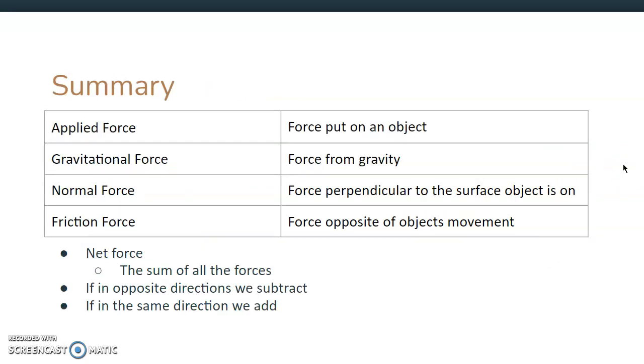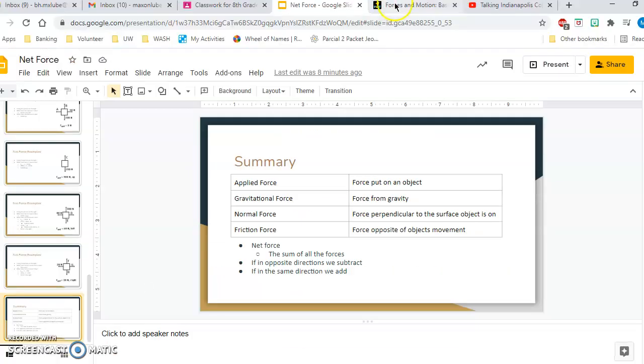So our quick summary of the important definitions is that our applied force is the force put on an object. Our gravitational force is the force from gravity. Our normal force is our force perpendicular, which means 90 degrees to the surface of an object. Our friction force is the force opposite of an object's movement. For our net force, it's the sum of all the forces, and if they're in opposite directions, we subtract, or in the same, we add.